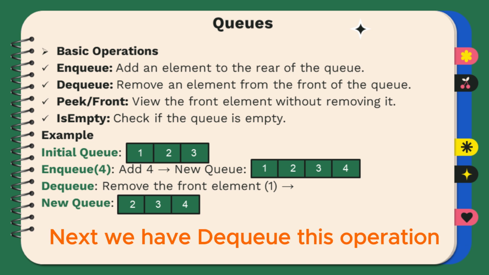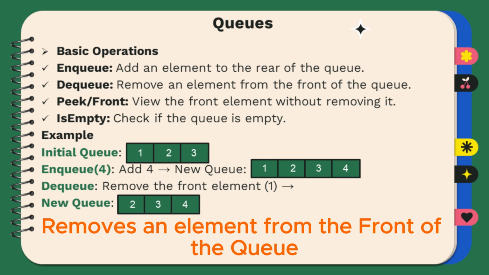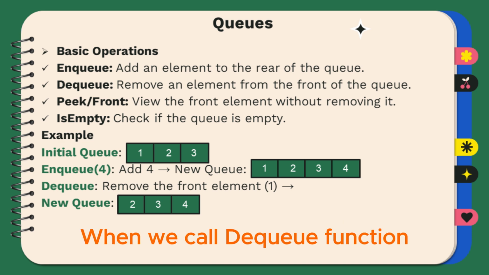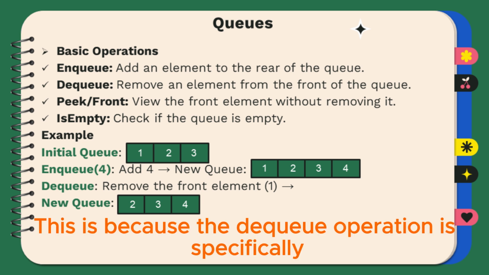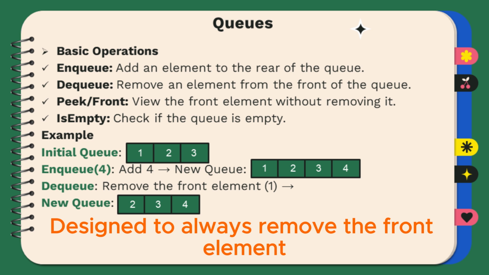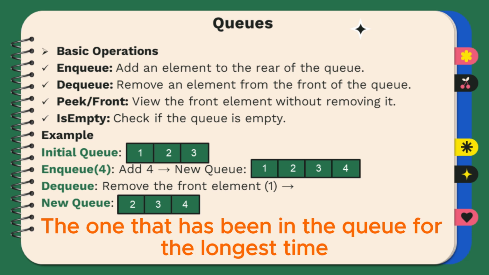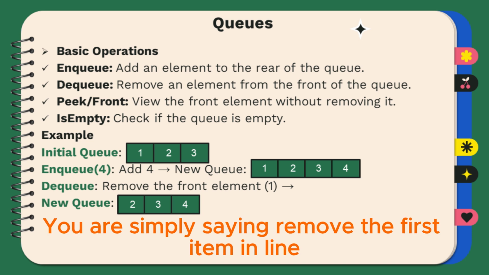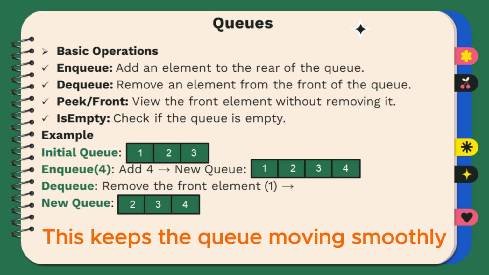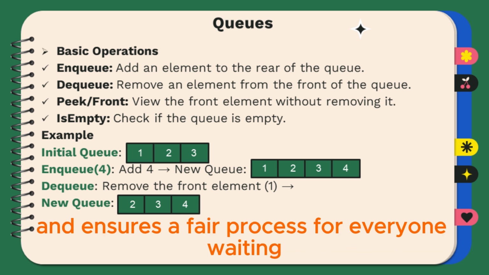Next, we have dequeue. This operation removes an element from the front of the queue. When we call the dequeue function, we don't need to provide any parameters. This is because the dequeue operation is specifically designed to always remove the front element, the one that has been in the queue for the longest time. So, when you call dequeue, you are simply saying remove the first item in line. This keeps the queue moving smoothly and ensures a fair process for everyone waiting.